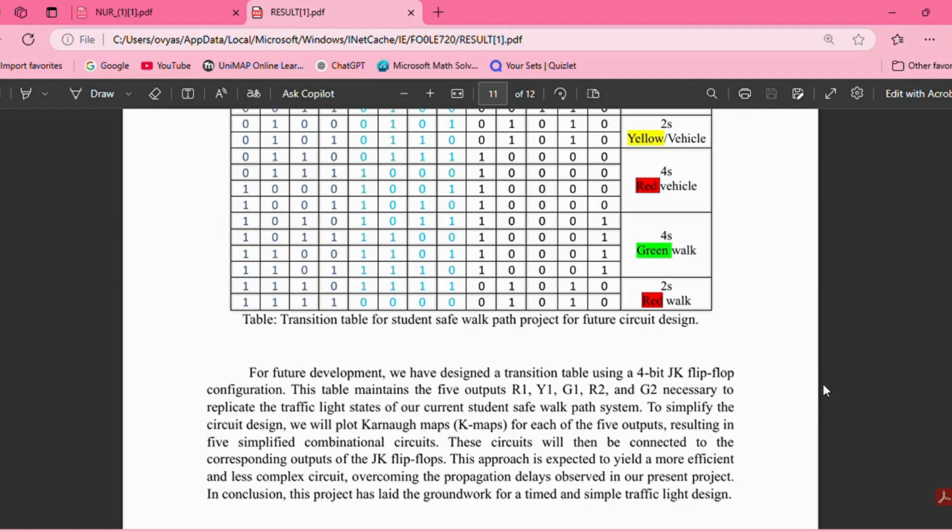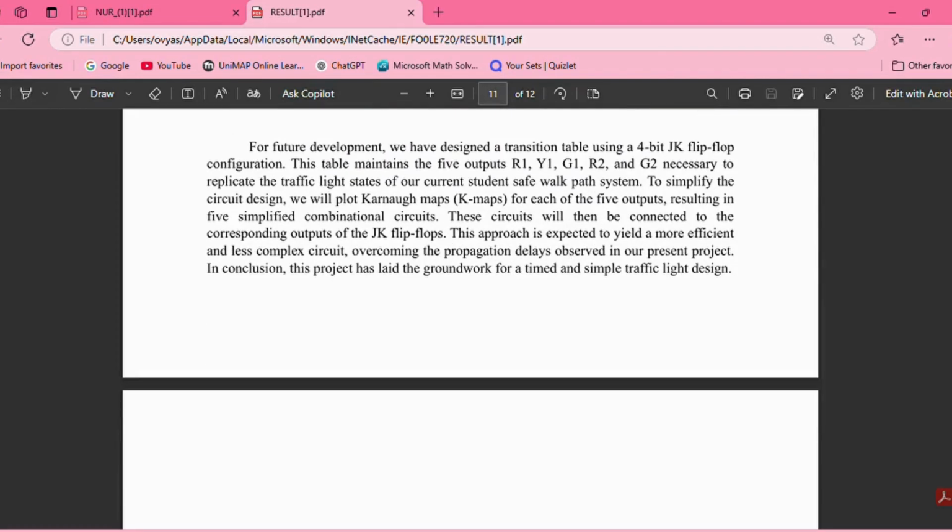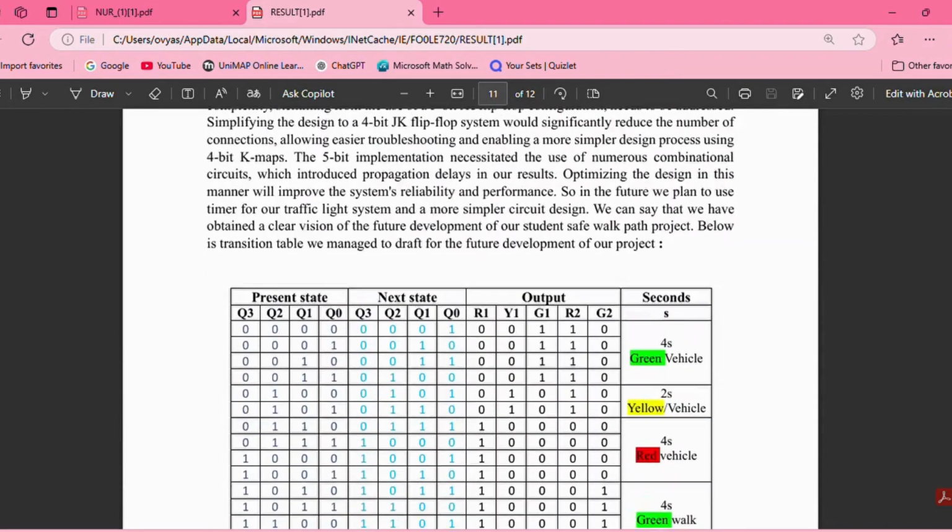These circuits will then be connected to the corresponding outputs of the JK flip-flop, and this approach is expected to yield a more efficient and less complex circuit, overcoming the propagation delays observed in our present project. In conclusion, this project has laid the groundwork for a timed and simple traffic light design. Thank you.